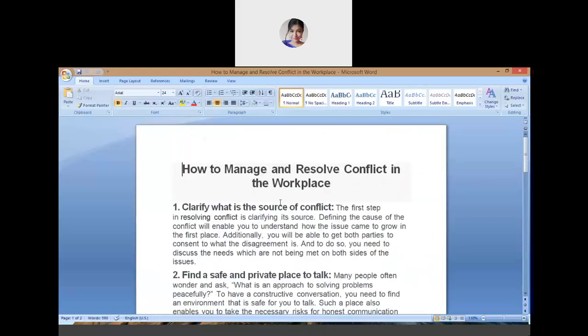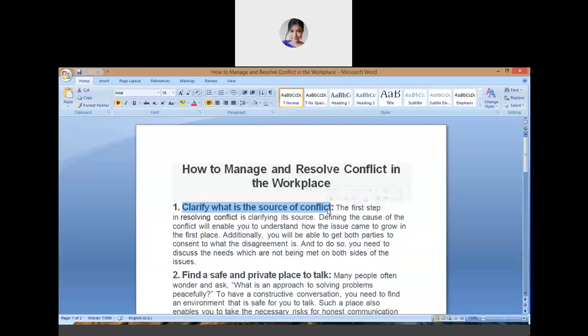So when there is a conflict, there's a reason behind it, isn't it? When there's a problem, there's a reason behind it. You have to figure out what is the source of the conflict. This is my first point: clarify what is the source of the conflict. If there's a problem, there has to be a reason behind it.